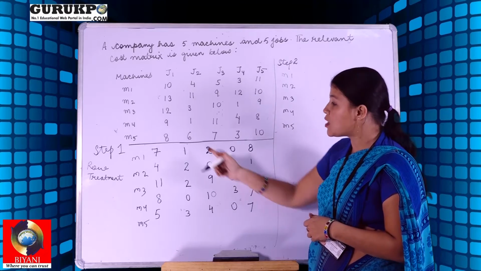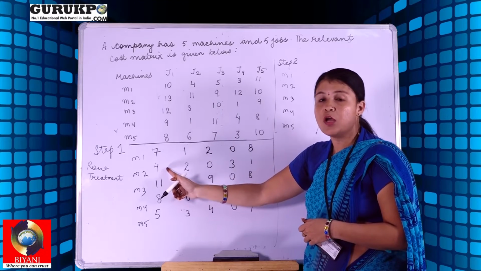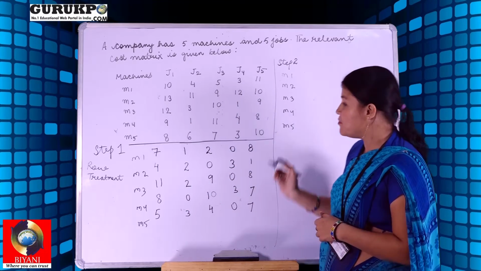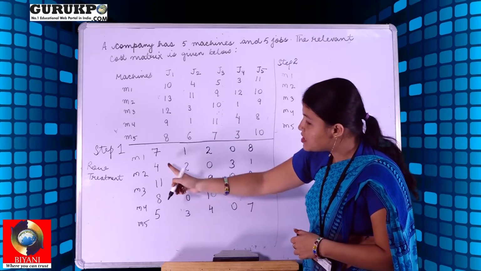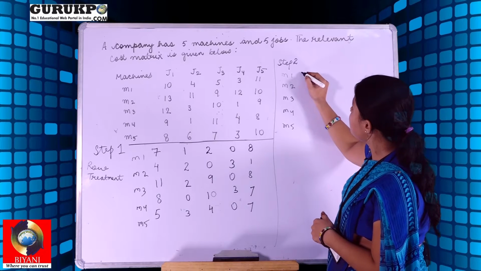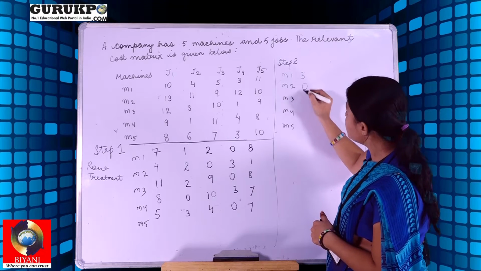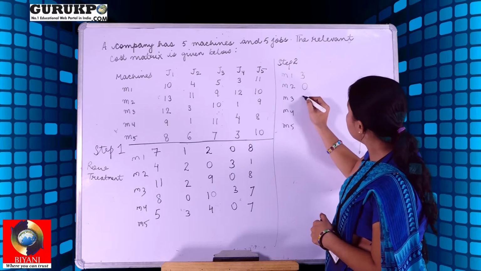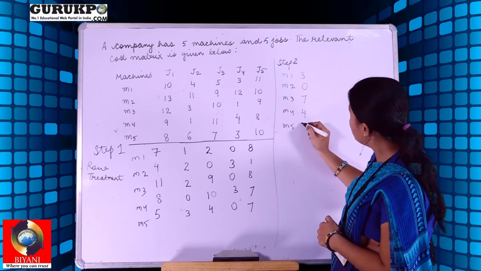In column treatment we are going to subtract the least entry of each column from the rest of the elements. In the first column the least entry is 4. We are going to subtract this 4 from the rest of the elements, that is 7 minus 4 is 3, 4 minus 4 is 0, 11 minus 4 is 7. It comes to 4 and 1.